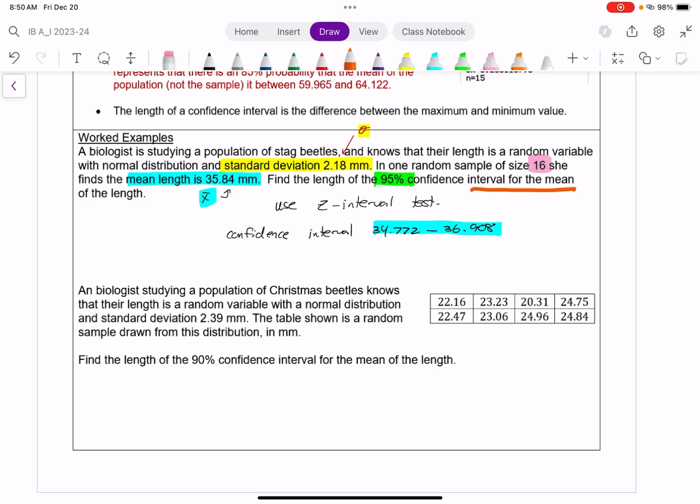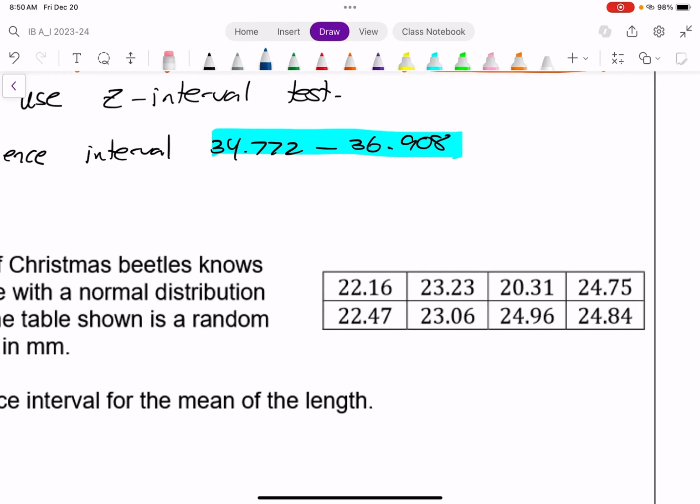It's actually asking for the mean. Sorry, oh no, I'm totally right. Find the length. Oh no, sorry, I'm not right. Double sorry. I want the length of the confidence interval. Sorry, I have the word length here twice. So all that's left is, this is my confidence interval here. The length is just the difference of the largest to the smallest. So it is 36.908 minus 34.772. So we say the length of the interval is just the difference between them, to three significant figures, approximately 2.14 millimeters. We should definitely have the units at this point.